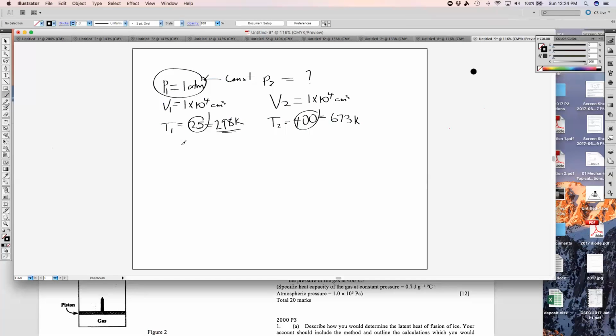So the equation becomes P1 over T1 would be equal to P2 over T2, because the V's will cancel out. Why? Because the volume here and the volume here is the same, and therefore they will cancel out. So again, it's pretty straightforward. P2 is therefore equal to P1 by T2 over T1.